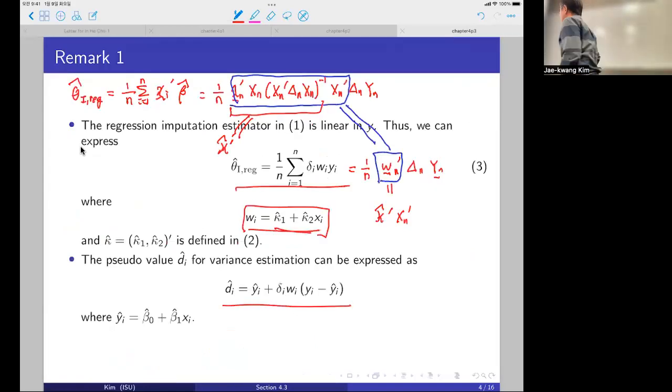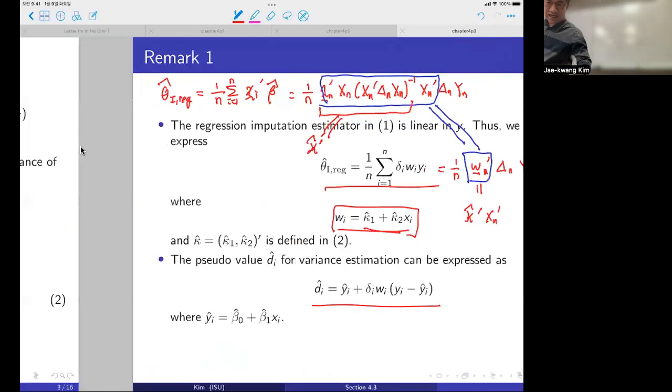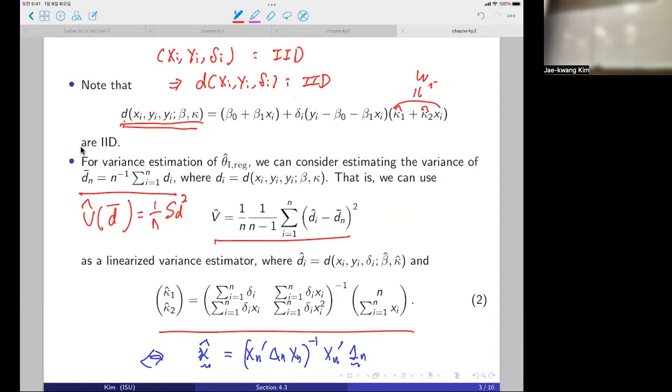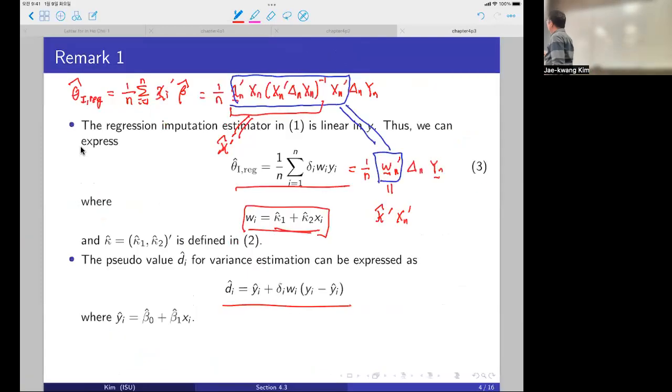Okay. So that means for variance estimation, you need to compute the d hat, and apply some variance estimation formula. And d hat is prediction plus... So remember, if W equal to 1, then it is just the imputed value, right? You have delta_i y_i plus (1 minus delta_i) y_i hat, which is basically the imputed value.